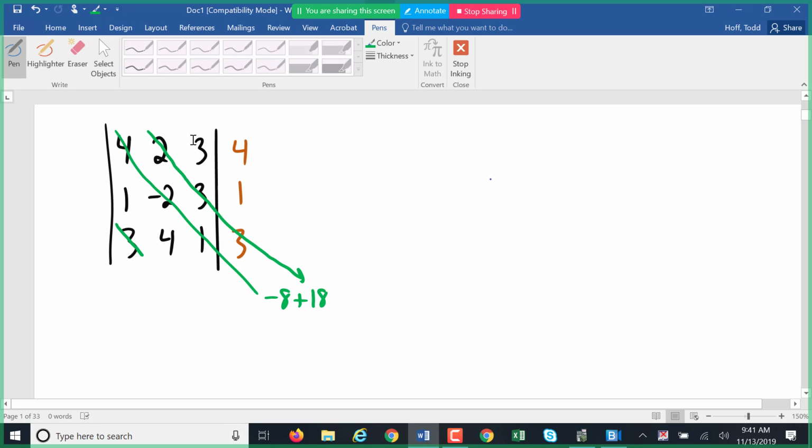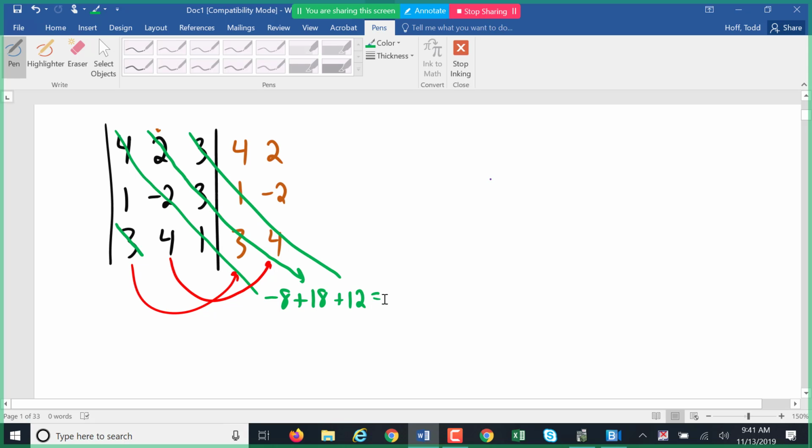Now the down diagonal for the third entry is going to do the same type of thing. So I'm going to rewrite the second row again over here. So you can see what I've done is I've rewritten the first column there again, and the second column is written there so that I don't have to wrap around. I can just go down the diagonals. So this third down diagonal starts with the third entry of that top row. I go 3 times 1 times 4, which is a positive 12.